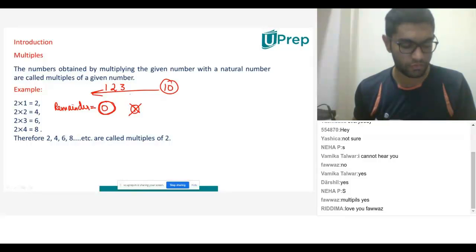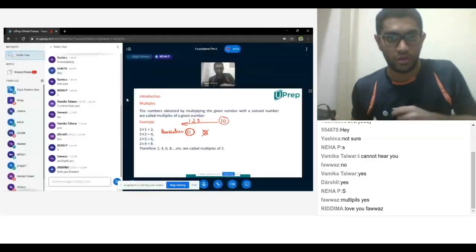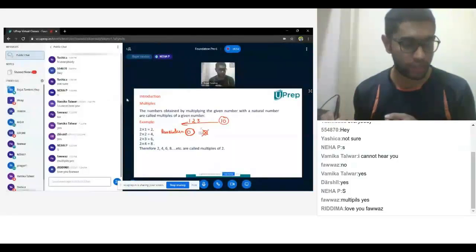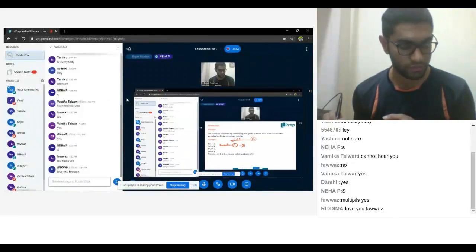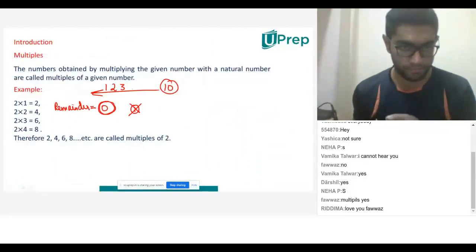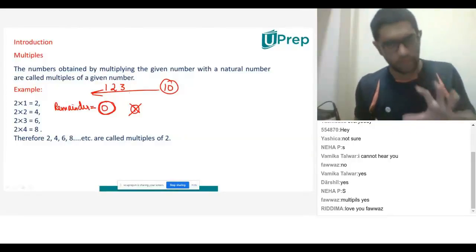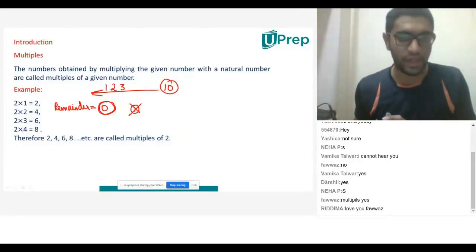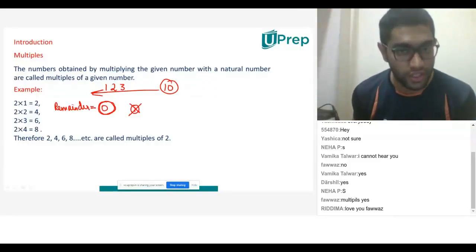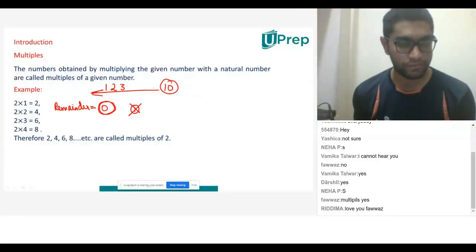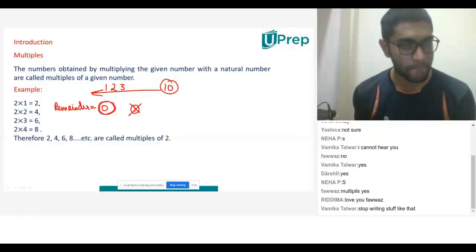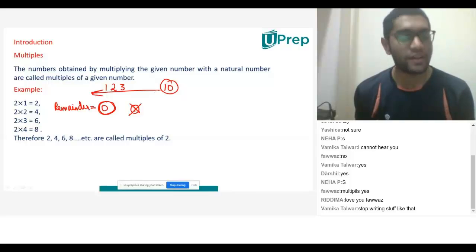Sir, is this only possible for 10 or any other number? Neha, can you repeat? Sir, is this only possible for 10 or any other? No, I'm taking an example. I will extend the concept, don't worry. Okay. So is 3 a factor of 10? You have told here, right? Remainder 0 means we can find it as a factor of that. Listen to me. I haven't completed yet.